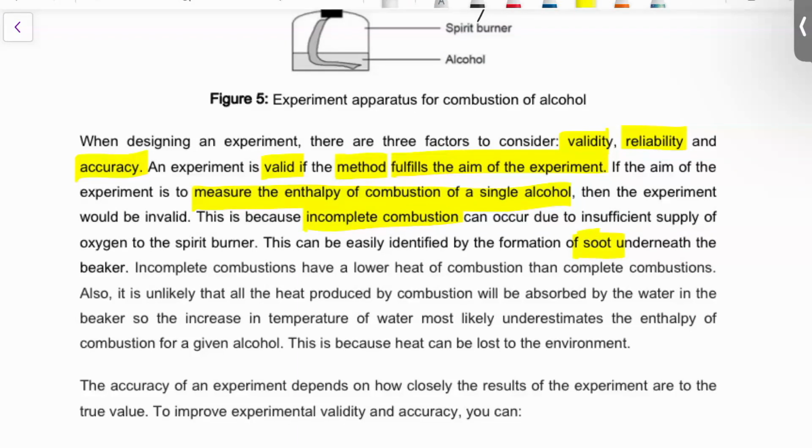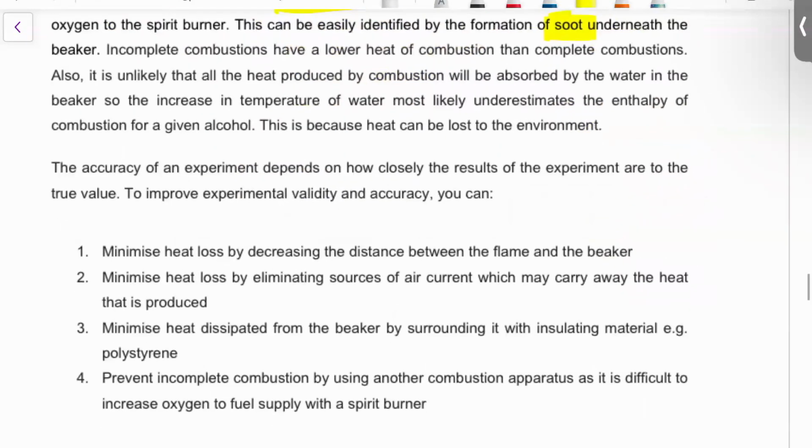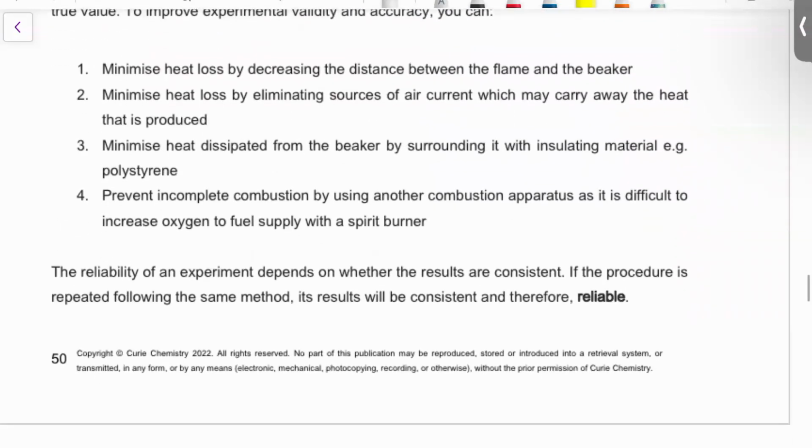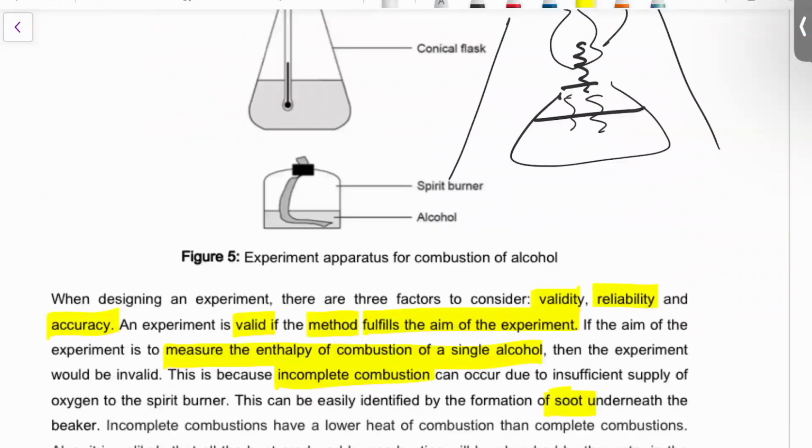You can't really do it because you don't have enough equipment, enough tech to simulate the combustion reaction properly. So the chance of you actually measuring the enthalpy of combustion properly is very slim. However, let's say for example, your aim isn't to measure the enthalpy of combustion for one alcohol, it's to compare the enthalpy of combustion for methanol, ethanol, propanol, and butanol.